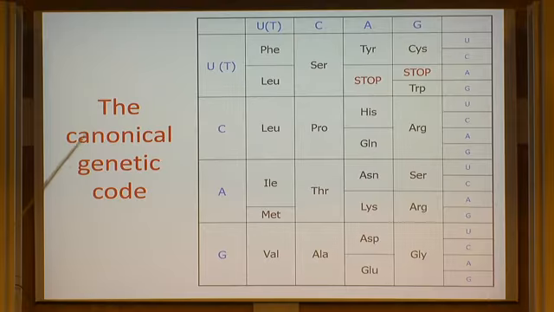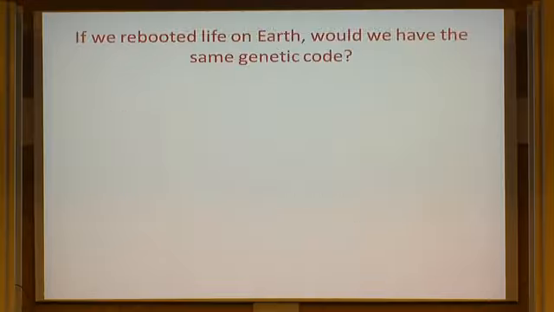It's called the canonical genetic code because it's the same for all living organisms, with very few and very minor exceptions, which we'll talk about in a few minutes. And so it's the same for everything, and that's how we can do genetic engineering. Now the question that I'm going to ask is this. If we rebooted life on Earth, would we have the same genetic code?